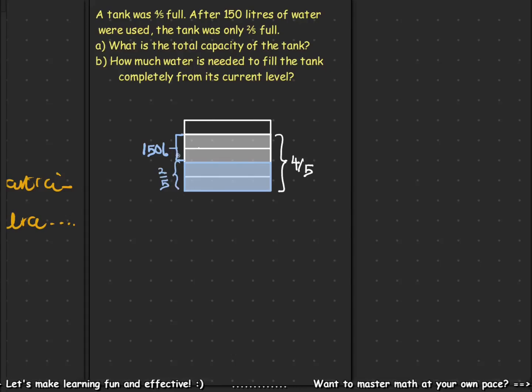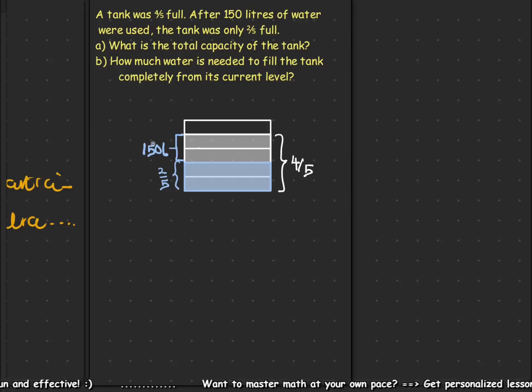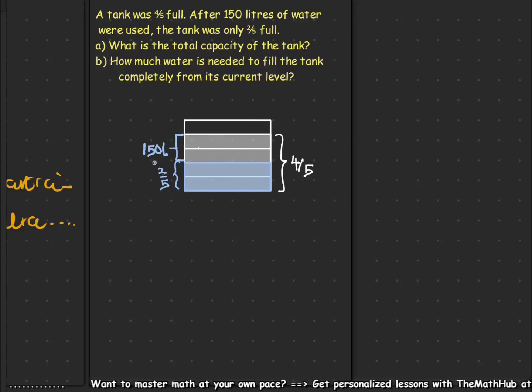If this part is 2 over 5 and this 2 part is the 150 liters, this would be our drawing. Now the question says, what is the total capacity of the tank? How do we get a total capacity? We know it has been divided into 5 equal parts. And 2 of the parts, let's say 1, 2, represent what? 150 liters. You see? So if these 2 parts represent 150 liters, we can get how many 1 part represents.